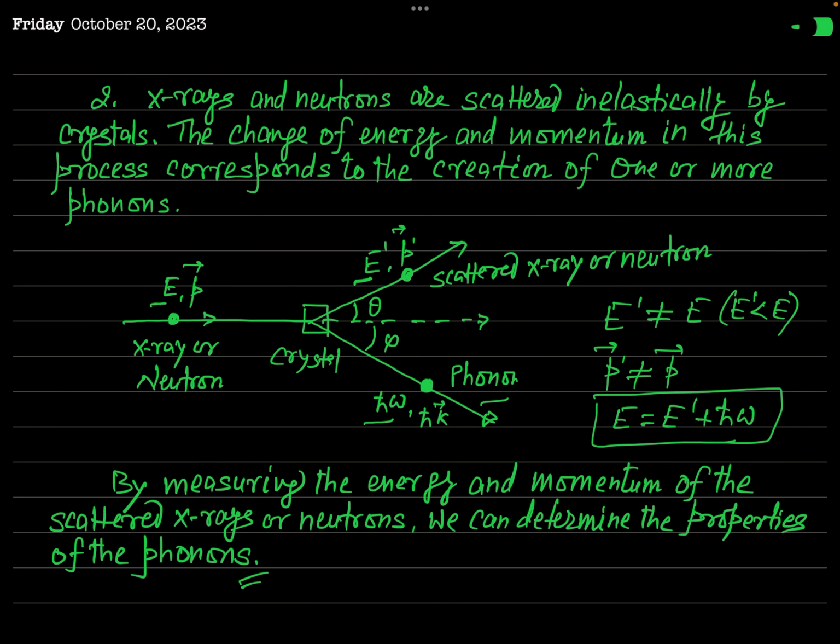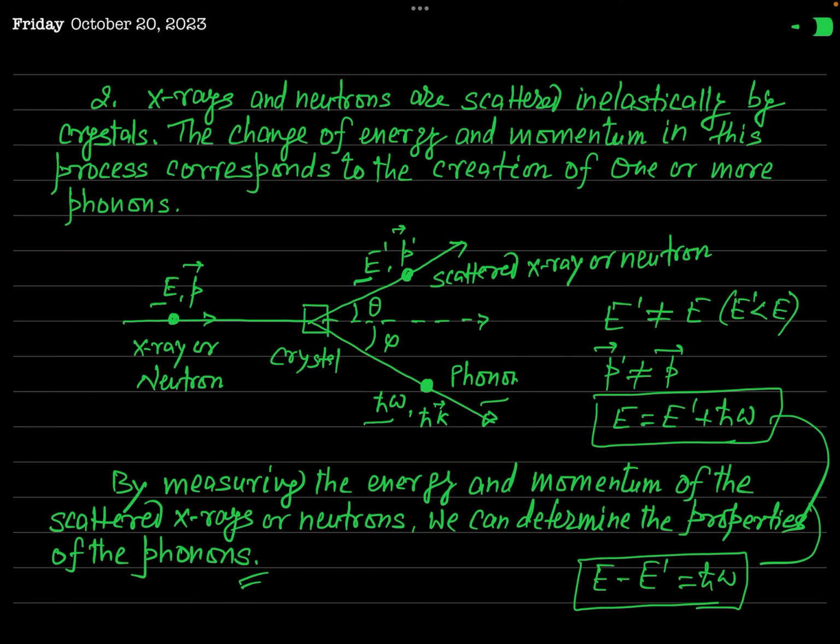Here I have considered that only one phonon has been produced, but in this process it is possible that more than one phonon is produced. So this change of energy and momentum corresponds to the creation of one or more phonons. The energy lost appears in the form of phonons. You can say here that E minus E prime is equal to h bar omega. So the lost energy is equal to the energy of a phonon.